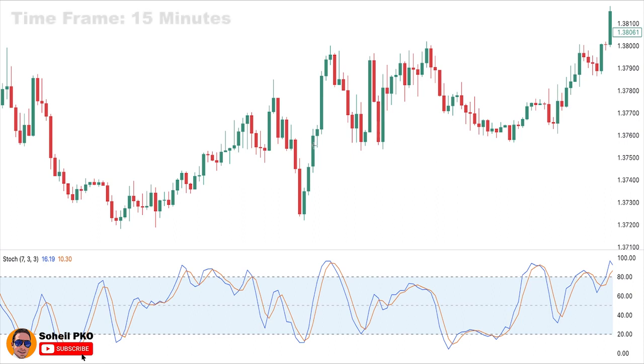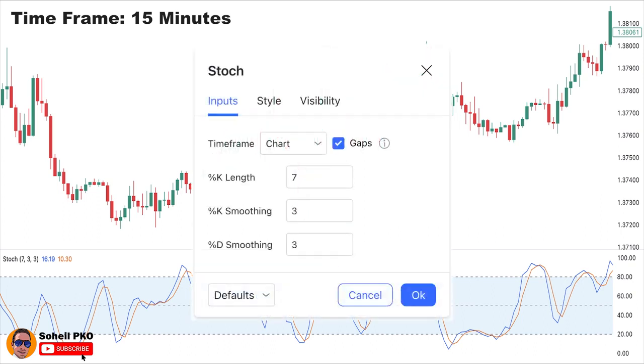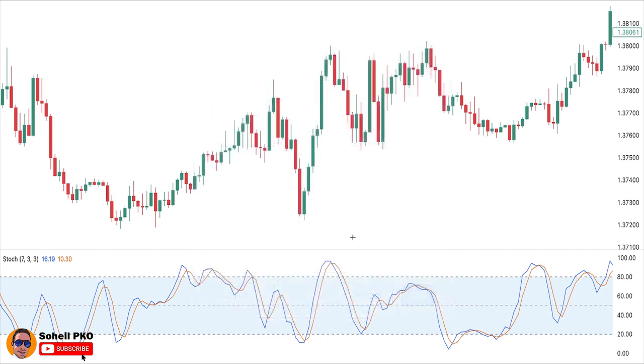Here on this chart, the time frame is set on 15 minutes, and we also added a stochastic oscillator with adjusted settings of 7 for K% length, 3 for K% smoothing, and 3 for D% smoothing. First, let me show you a long position setup with an example here, and then I'll show you a short position setup.